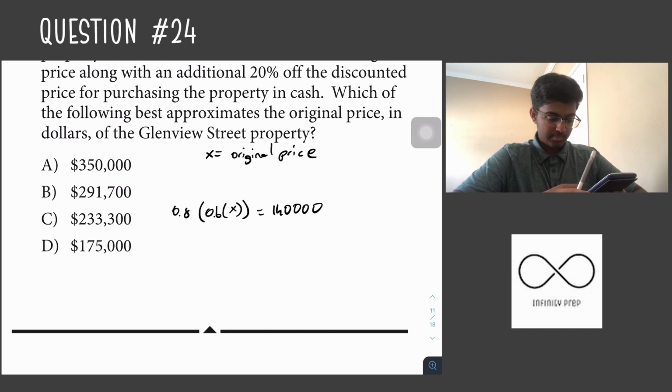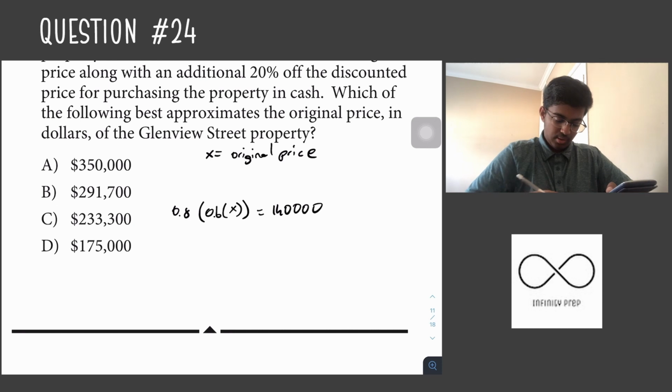350,000 times 0.6 times 0.8. This becomes 168,000, which does not equal 140,000, so answer choice A is wrong.